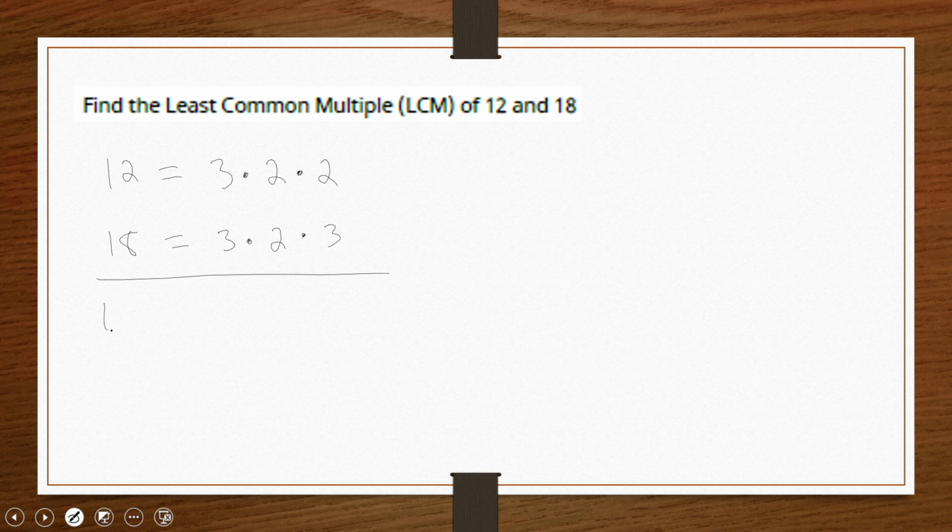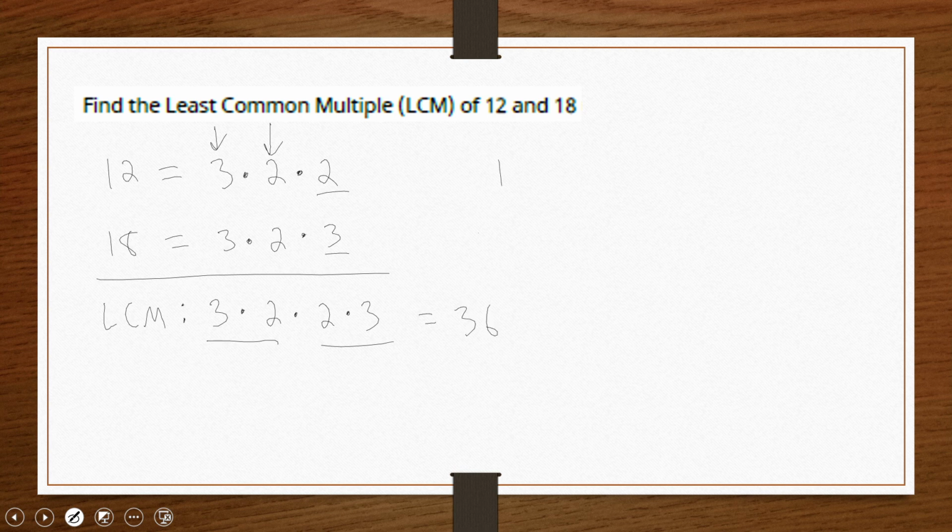So here's how we create our LCM. Identifying the terms that they have in common, I see that they both have 3's, so we'll list that once. They also both have 2's in common, so we'll list that once. And then I can list the remaining values. So there's another 2 and another 3 here. Anytime the two lists have the same value, we only put it in our LCM list once. So that gives me 3 times 2, which is 6, times 3 times 2 again, which is 6. Therefore, our LCM between these two values should be 36.